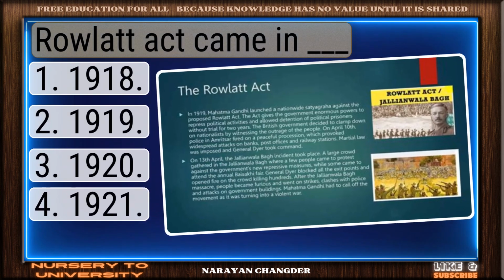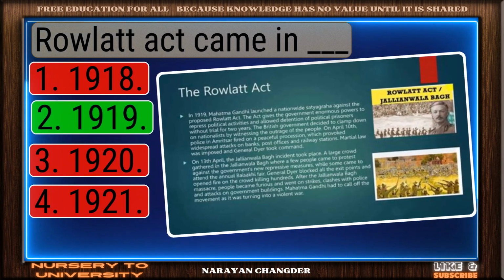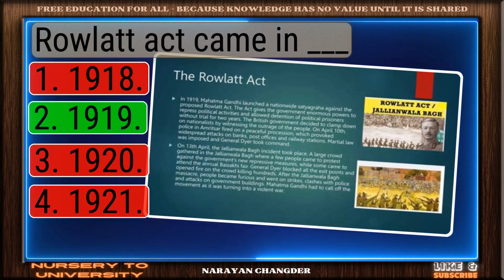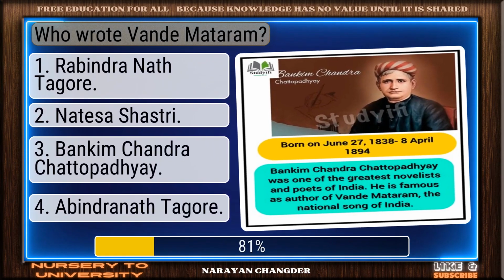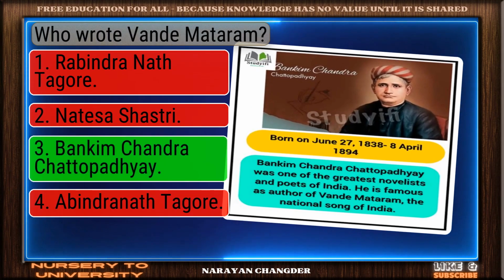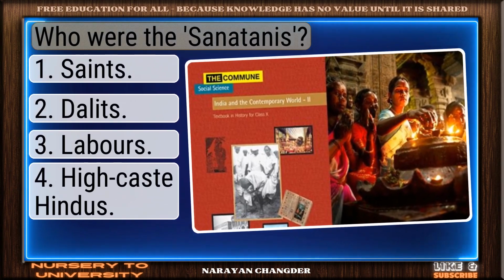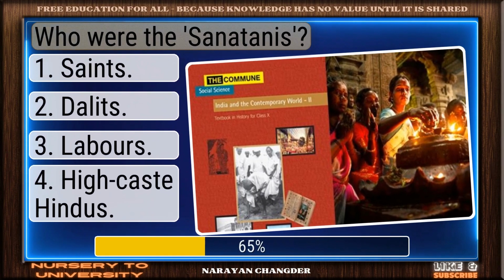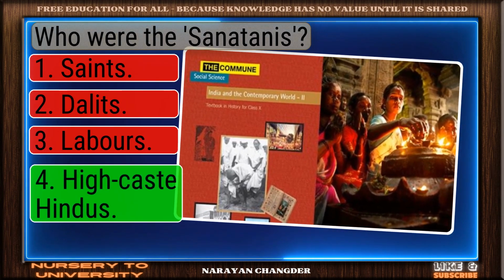Rowlatt Act came in dash. Smart move. 1919 is accurate answer. Who wrote Vande Mataram? Solid response. Bankim Chandra Chattopadhyay is valid. Who were the Sanatanists? Nicely done. High caste Hindus is solid.